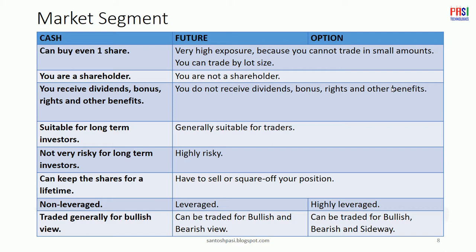In a cash market, as you are the shareholder, you receive dividends, bonus, rights, and other benefits. Those things are not possible in case of FNO. In a cash market, there is no expiry date as such, so you can keep your shares as long as you wish. Versus in futures and options, there is a predefined expiry, so the trade needs to be squared off before that.